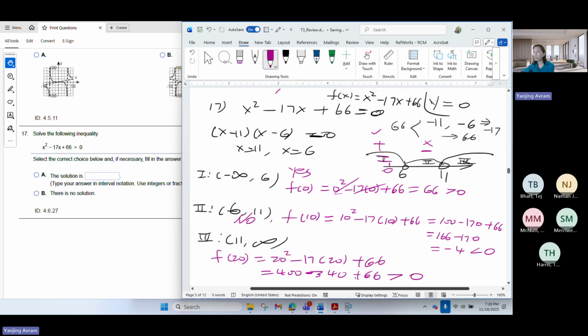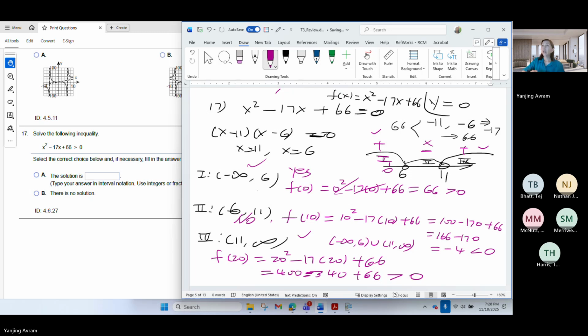It doesn't matter how much it is, this whole thing is positive, right? And positive, yes, this is a solution. Okay, so where's my final solution in this one? Well, I got 2 intervals, right? The first interval union the last interval in here. So it will be negative infinity to 6 union 11 to infinity.